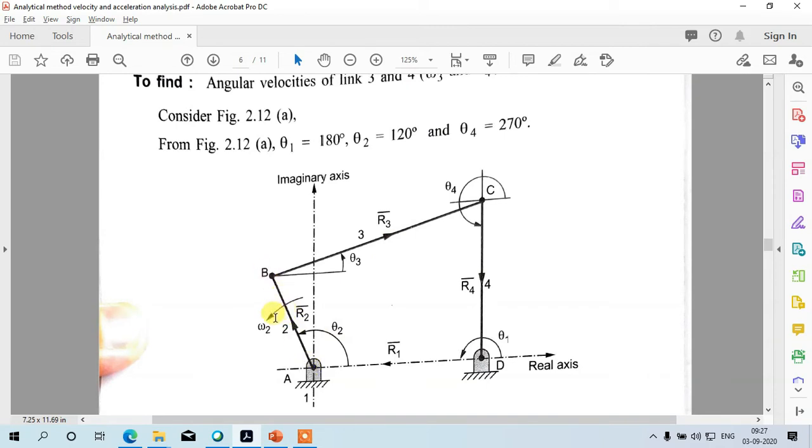Suppose link number 2, its position vector is going from A to B. So the head of this vector is at point B.